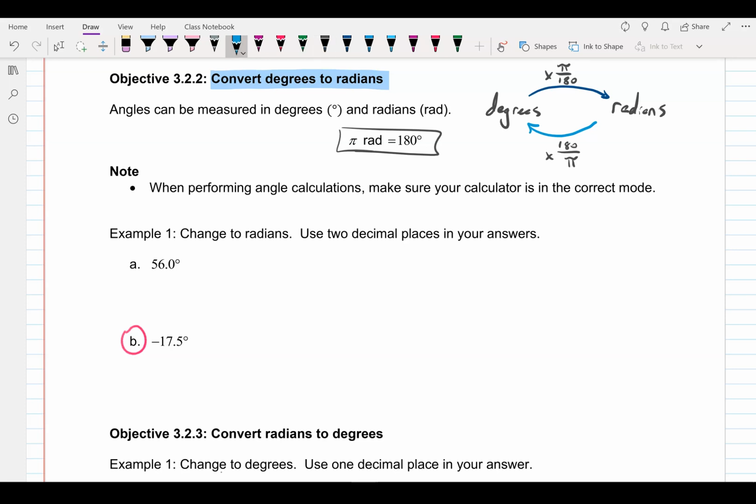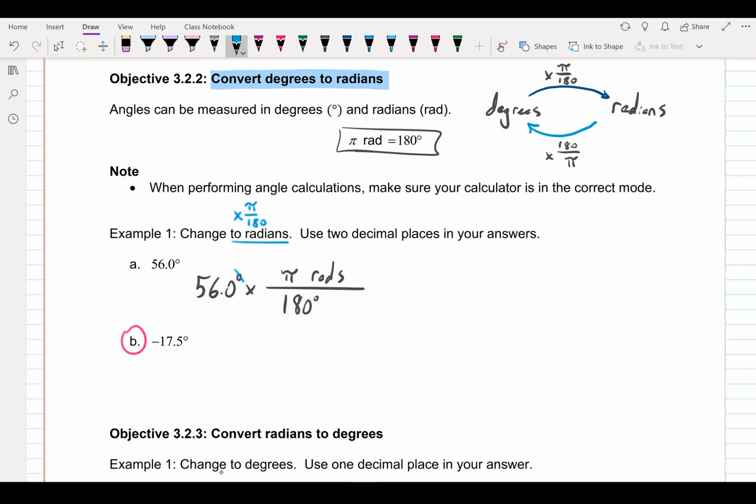In the first example here, it says change to radians, use 2 decimal places in your answers. If we want to change degrees to radians, we need to multiply by pi over 180. I'll show you exactly why that is. If we start with 56 degrees, think about your unit conversions. You want to change it into radians, so we have pi radians on top and 180 degrees on bottom. So we're still multiplying by pi over 180.